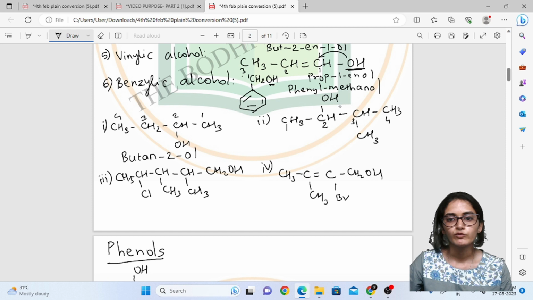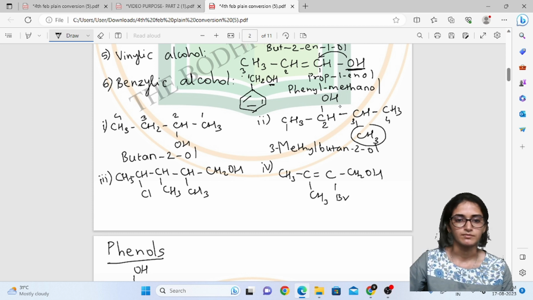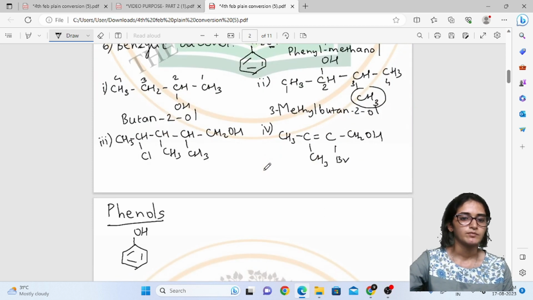So here the longest chain is butane. First the substituent will come, and the substituent is methyl. At which carbon is the substituent? A third carbon. So it will be 3-methyl, the longest chain is butane, so butan-2-ol. So this will be the name of the compound. Then we will try naming this compound.